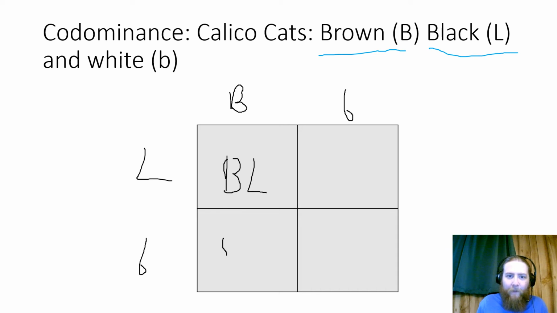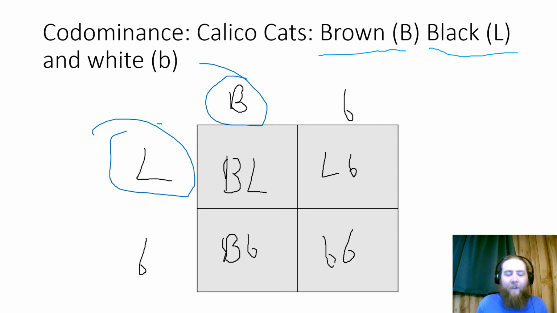This one with the big B, little b is going to be just a brown guy. This guy with the big L, little b would be black. And these two could have a white baby as well. So even though they both have a dominant trait, because they have that recessive gene hiding underneath, you can have a white recessive baby as well.